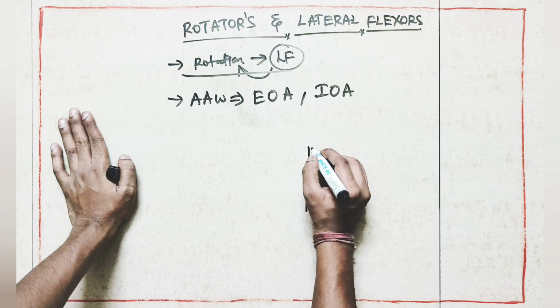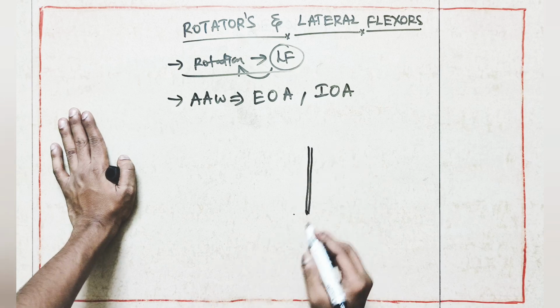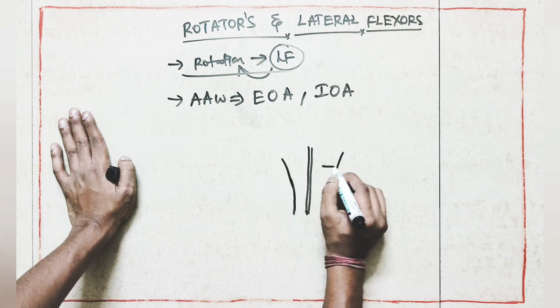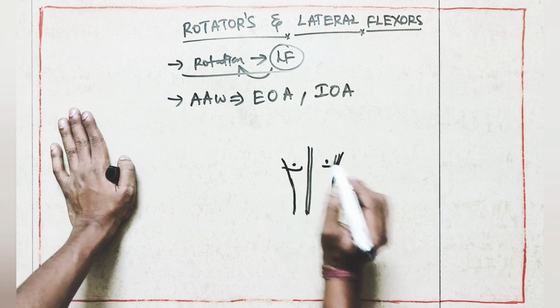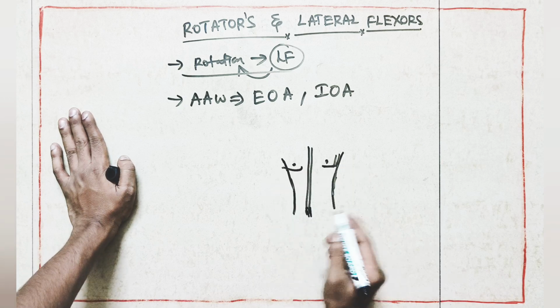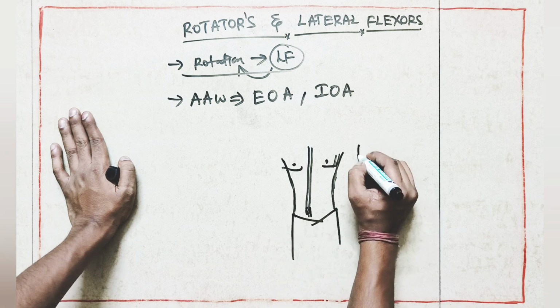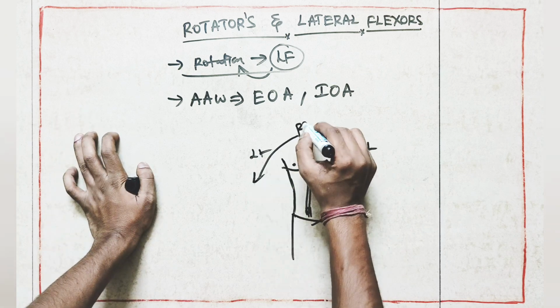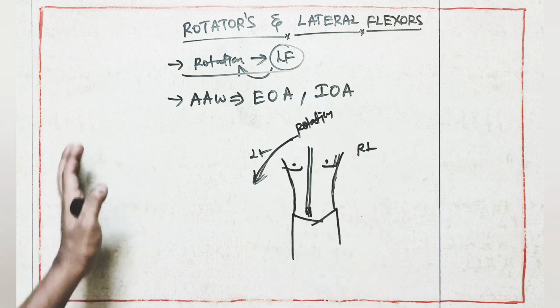Suppose we are taking one patient here. This is our vertebral column. Imagine, this is the abdominal area. Imagine we are seeing anteriorly. This is our chest muscle. Now we'll see. If the patient is like this, imagine this is our right side, this is our left side. If the patient is doing left side rotation, what will happen?